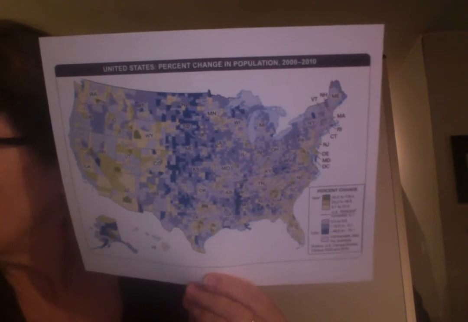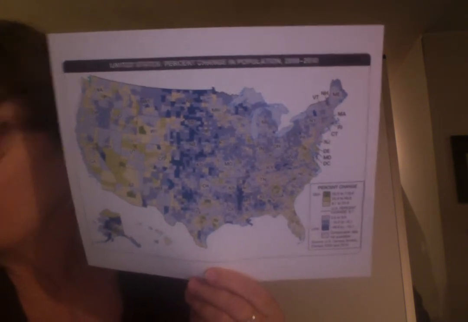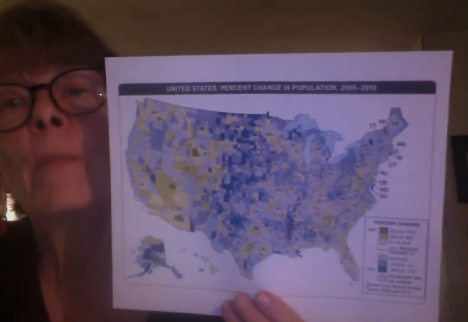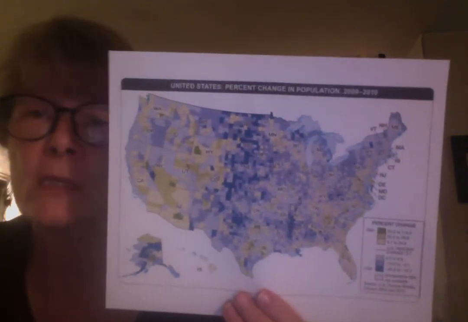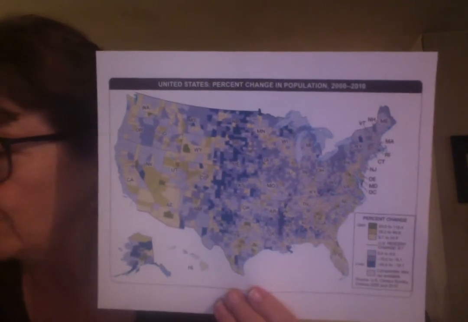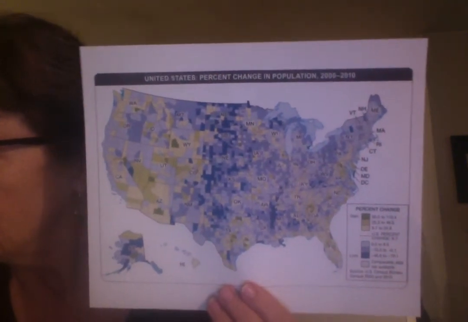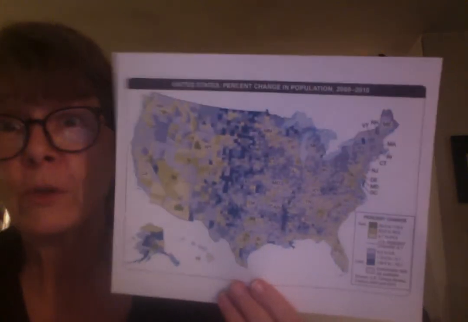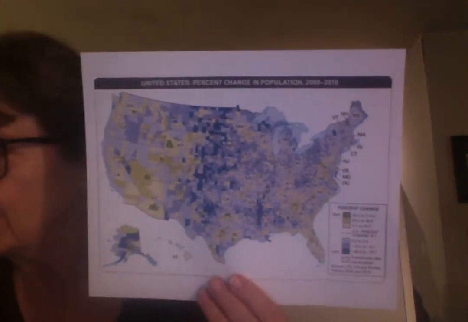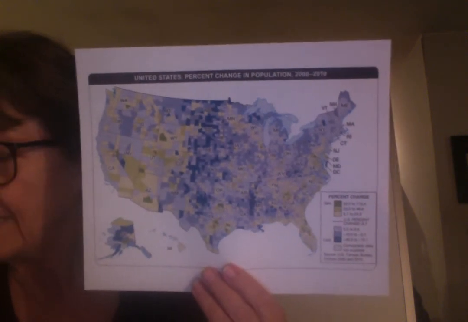C, most of the area has experienced a decline in population. So when you look closely at the colors, there's more blue in that area than there is green, even though it's not dark blue. But most of the area is blue there, whether it's lighter blue or darker blue. And D, the population has increased in most of the area. No, there's not much green there, so there's no population increase. So C is the most likely answer there.